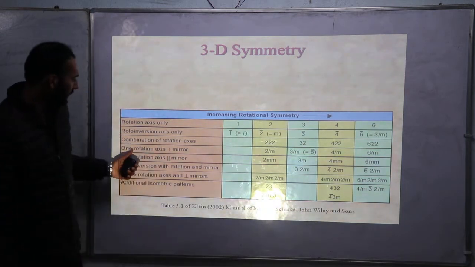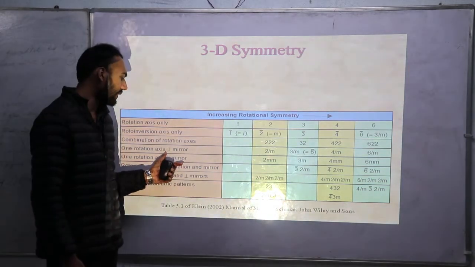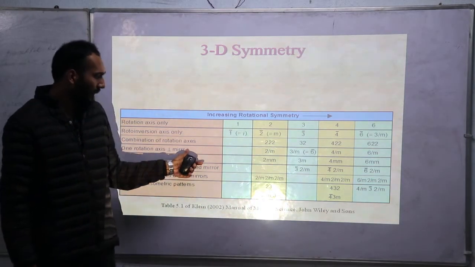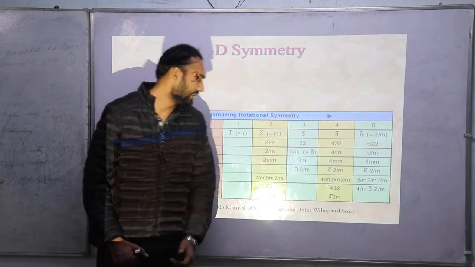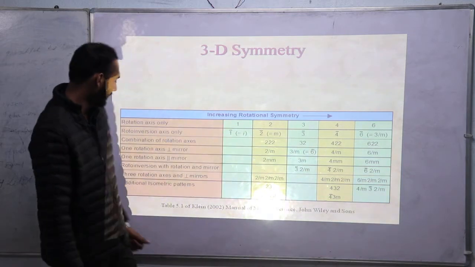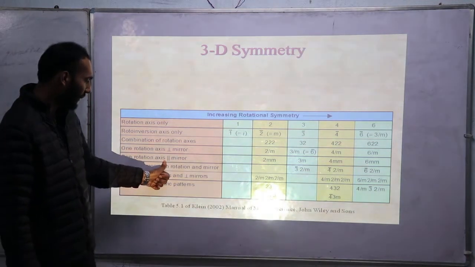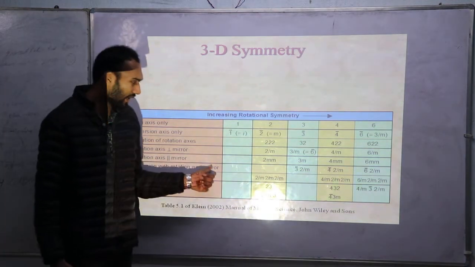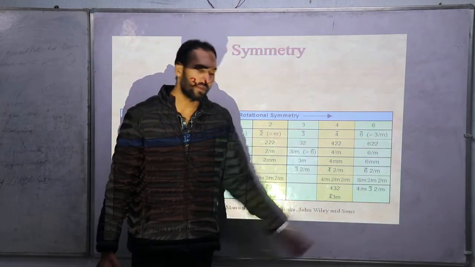So the next row is one rotation axis and a perpendicular mirror. If you see, this is 2/m, 3/m, 4/m and 6/m. So again 3/m is equal to 6 bar. Then, one rotation axis and then a parallel mirror, that is 2mm, 3m, 4mm, 6mm.